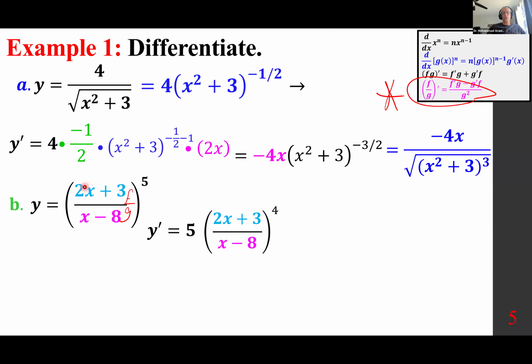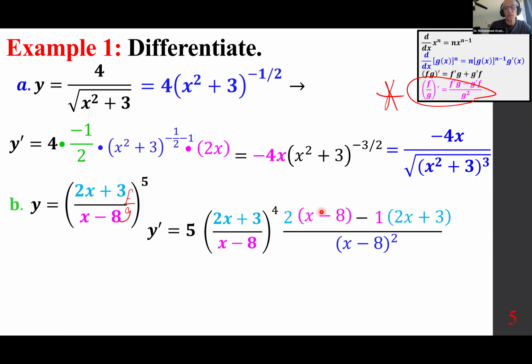So 2 times the g, x minus 8. G prime is 1 times f, which is 2x plus 3 over the bottom squared. We're done with calculus. We are going to distribute. We get 2x minus 16 minus 2x minus 3. 2x and minus 2x cancel each other. -16 and -3, they add up to -19. So this is the second fraction.